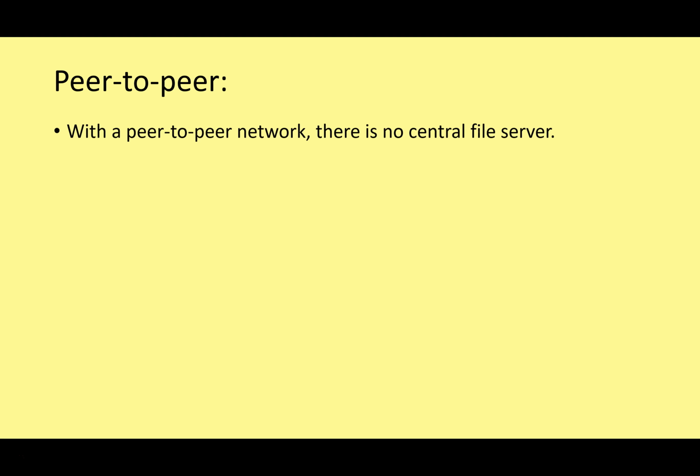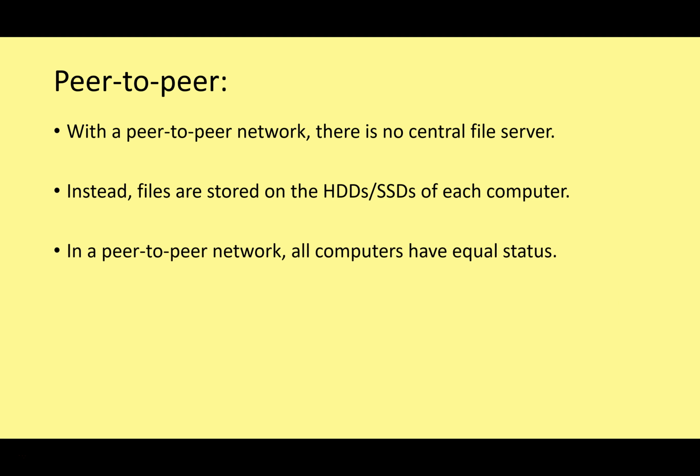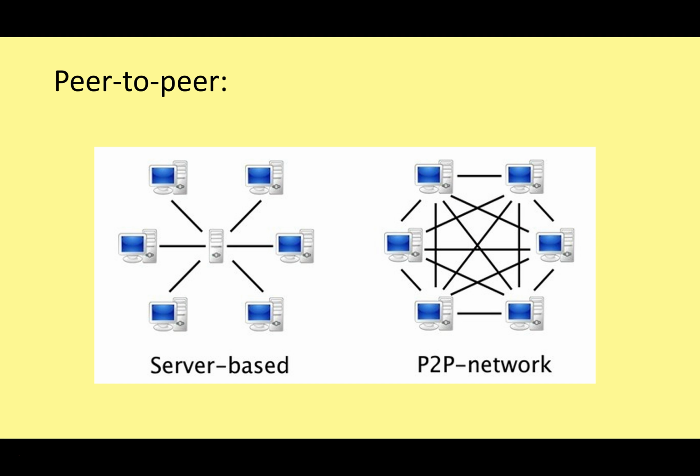So with a peer-to-peer network, there is no central file server. Instead, the files are stored on the secondary storage devices of each computer. In a peer-to-peer network, all computers have equal status. All computers can act as both servers and clients. So again, we can just contrast it here with this diagram.